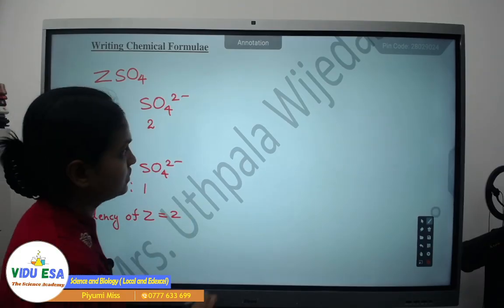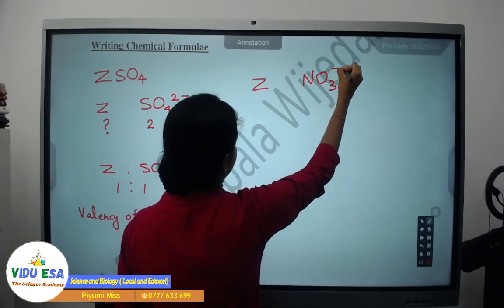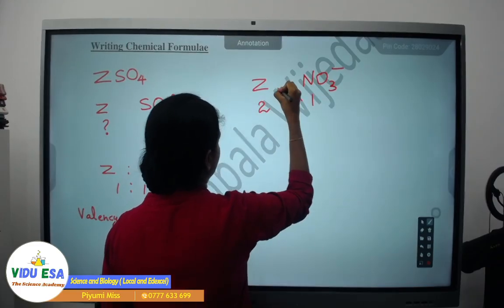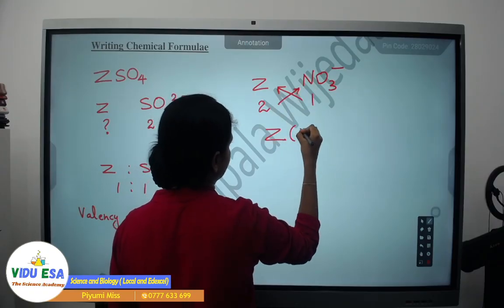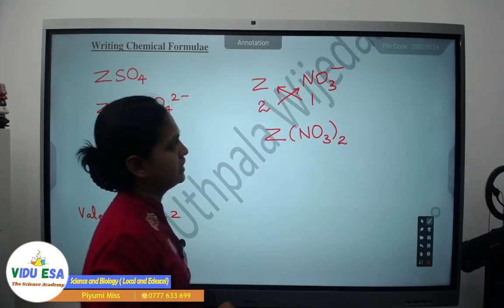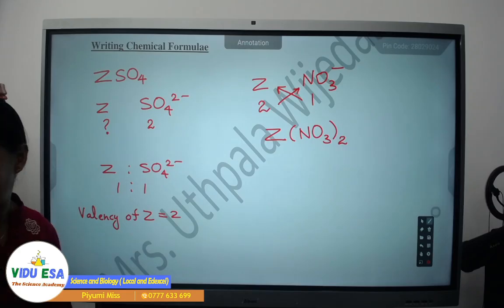Therefore, you are supposed to write the formula of the nitrate of Z. Here this is 2, this is 1. Therefore, once you exchange, it becomes Z. And this 2 belongs to the nitrate radical. Inside the bracket nitrate, out of the bracket 2. ZNO3 twice. Hands up those who got the answer. ZNO3 twice. Okay, good.